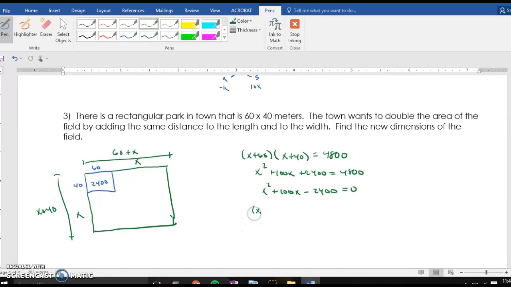This will factor out to (x plus 120)(x minus 20). You know right away this is going to give you negative 120. That makes no sense. This gives you 20. That is a possible length you can add. So your new dimensions would be 60 plus 20 is 80 by 40 plus 20, 60. If I multiply that together, I get 4,800.